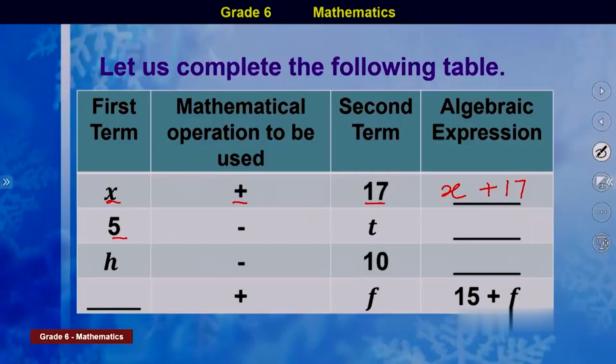I hope you have done it. My first term here is 5. Then the mathematical operation I have to use is subtract. Second term is t. Then I can write the first term, which is the number 5. Then the mathematical operation, which is subtraction, and then the algebraic symbol t. What is the algebraic expression I get? I get 5 minus t.